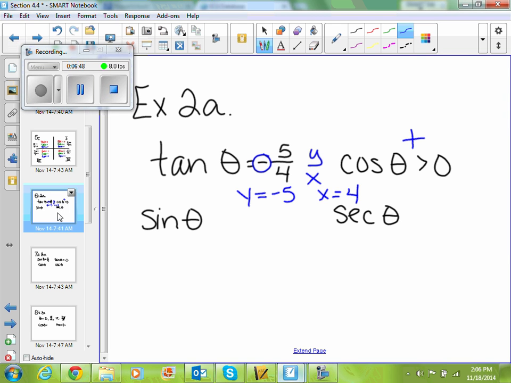So knowing that, if I need to find sine, my sine is going to be y over r, but I need to find my r. And my secant is the inverse of cosine, and cosine is x over r, so my secant is r over x, and that's in your notes. So the first thing I have to find is my r. I know r equals the square root of x squared plus y squared.